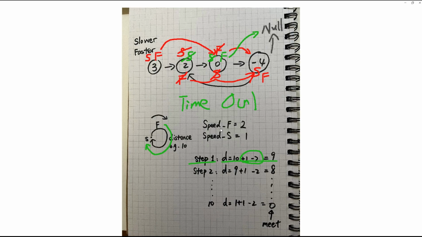So why is the time complexity O(n)? Because we set the distance in this case to 10, right? So what's the maximum distance between them in the initial position? It's the whole loop, right? What does it mean by the whole loop? It's just like the whole linked list. Imagine that the -4 will point to the 3. That's the maximum distance between these 2 pointers. So that's why the time complexity will be O(n).